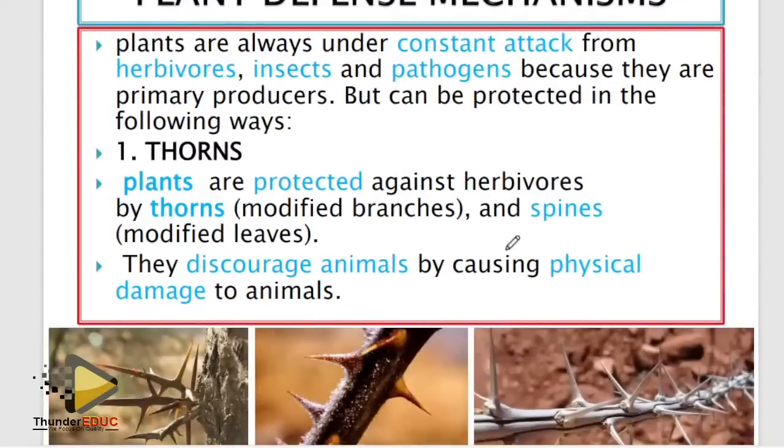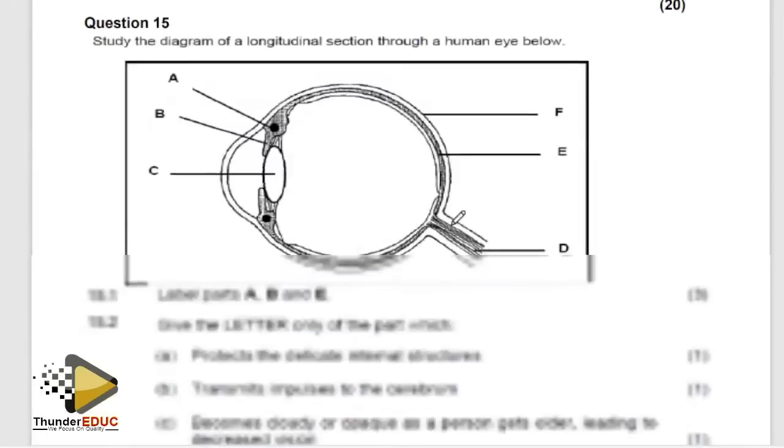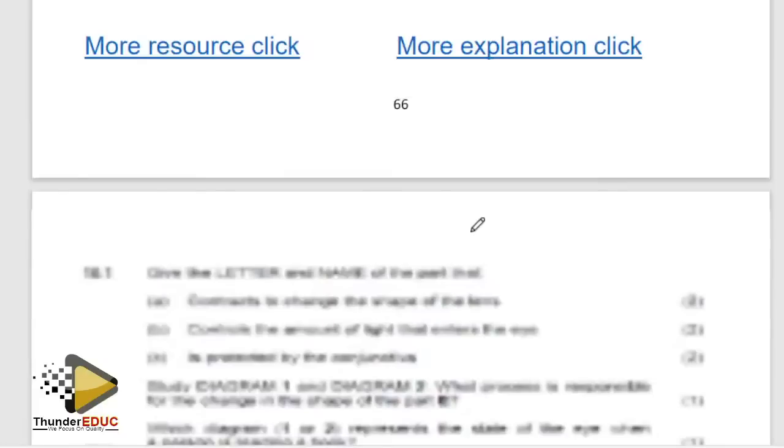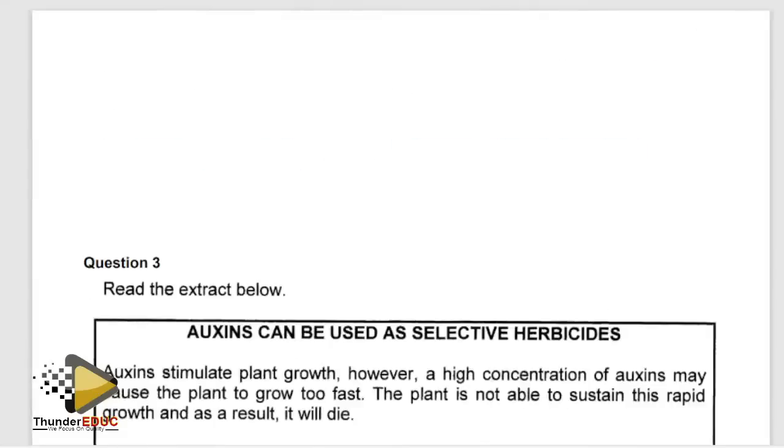These are simple thorns. And guys, I think you have the paper. I think you have the paper. All right, let me just keep quiet there.